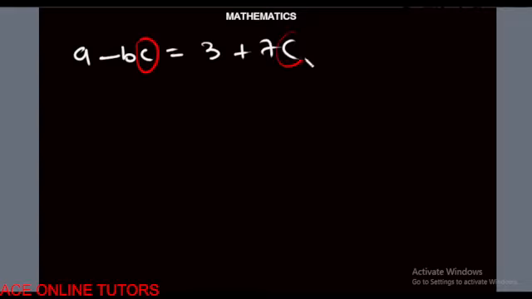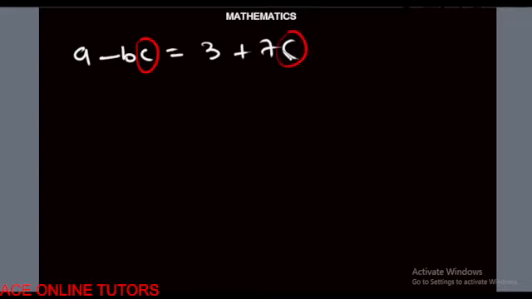Now, so that's that about that. Now let's look at more examples on the parts that we have not done. Let's say we are given this question: a minus bc equal to 3 plus 7c, and we are asked to make c the subject of the formula. And the problem we are having is that if you have to make c the subject of the formula, c is here, c is also here.